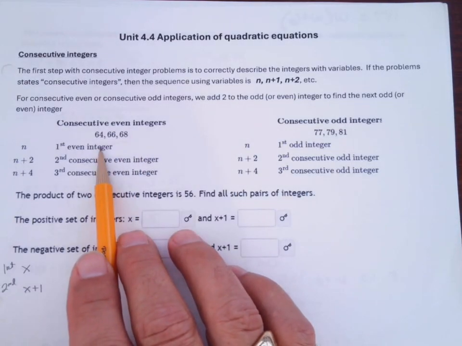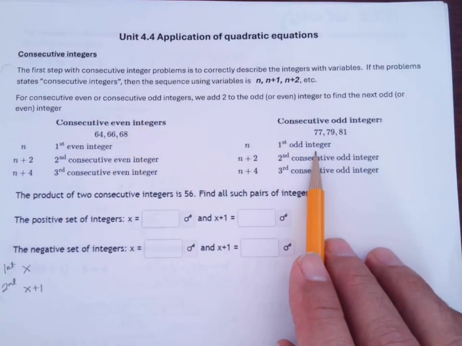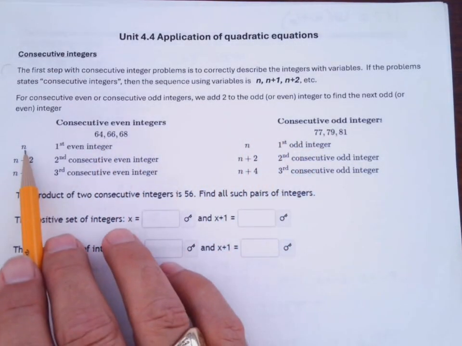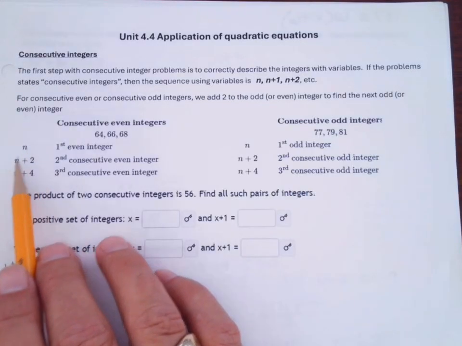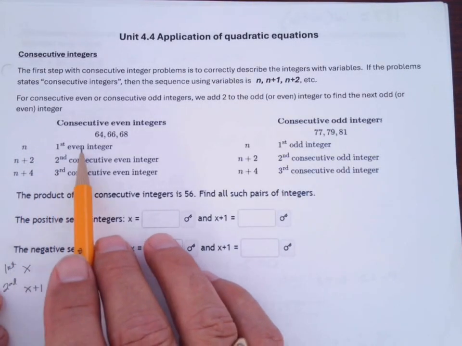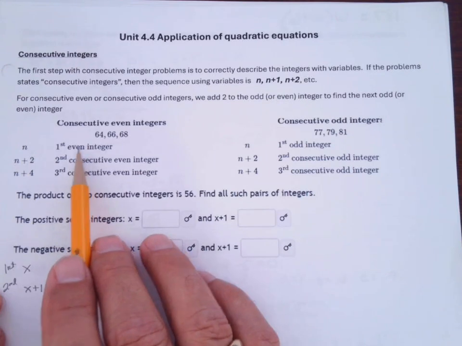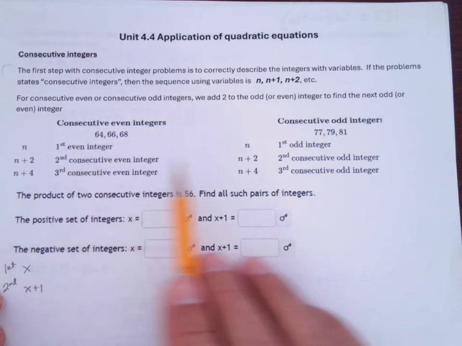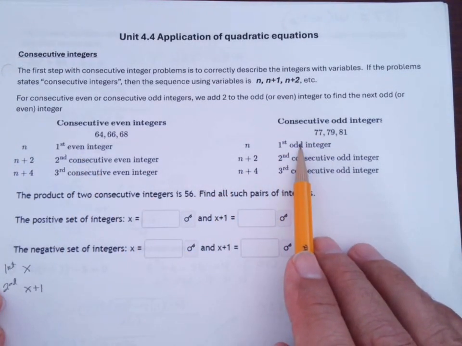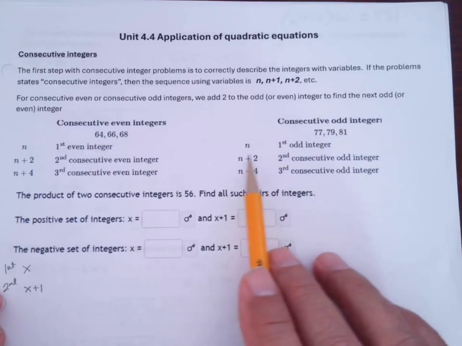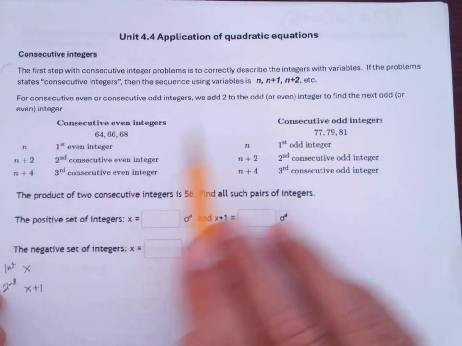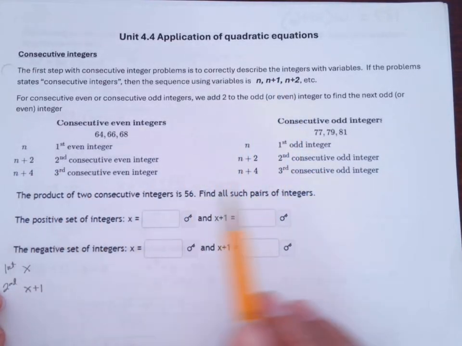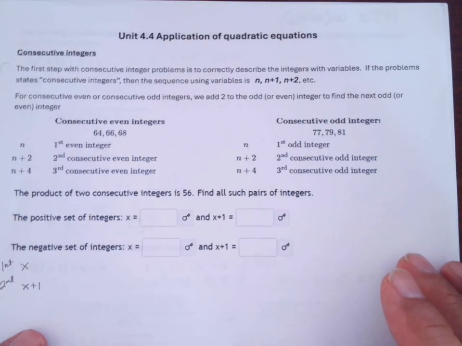When you go to consecutive even or consecutive odd integers, the setup will always be the x or the n and then the n plus 2. If x is even or n is even, the next even integer is 2 more. Likewise, that's true with odds. If n is odd, the next odd integer is 2 more. So the initial thing is to set it up correctly and then write the equation based on the description of the problem.